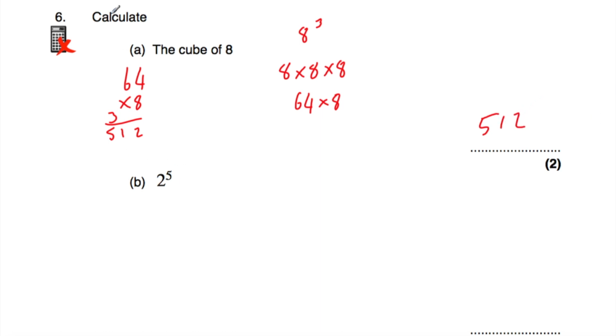Okay, let's have a look at our next part. Part B, we've been asked to calculate 2 to the power 5. So it's 2 multiplied by 2, multiplied by 2, multiplied by 2, multiplied by 2. You've got five 2s, 1, 2, 3, 4, 5, and we're multiplying them all together. So 2 times 2 is 4, times 2 is 8, times 2 is 16, times 2 is 32. So that means that 2 to the power 5 is 32, and that's it.